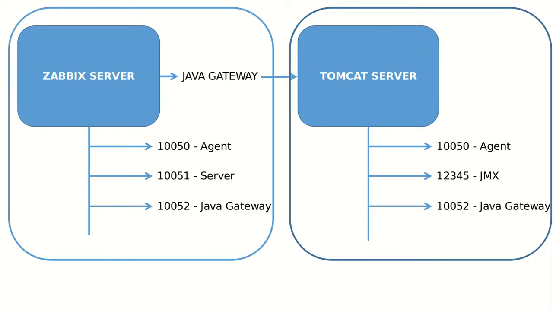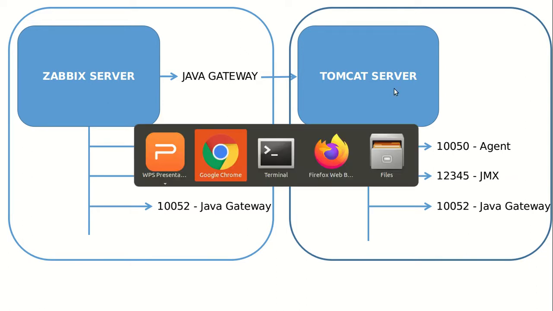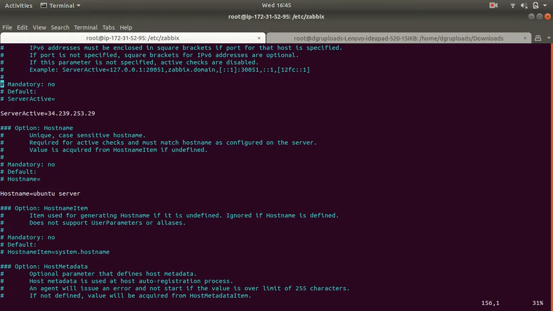So at the end my Zabbix server will connect to my Tomcat server with port number 12345, and this 10052 is basically a gateway between my Zabbix server and Tomcat server. So this is what we are going to do. First let me quickly set up Tomcat. I don't have Tomcat set up, so let me quickly do this.